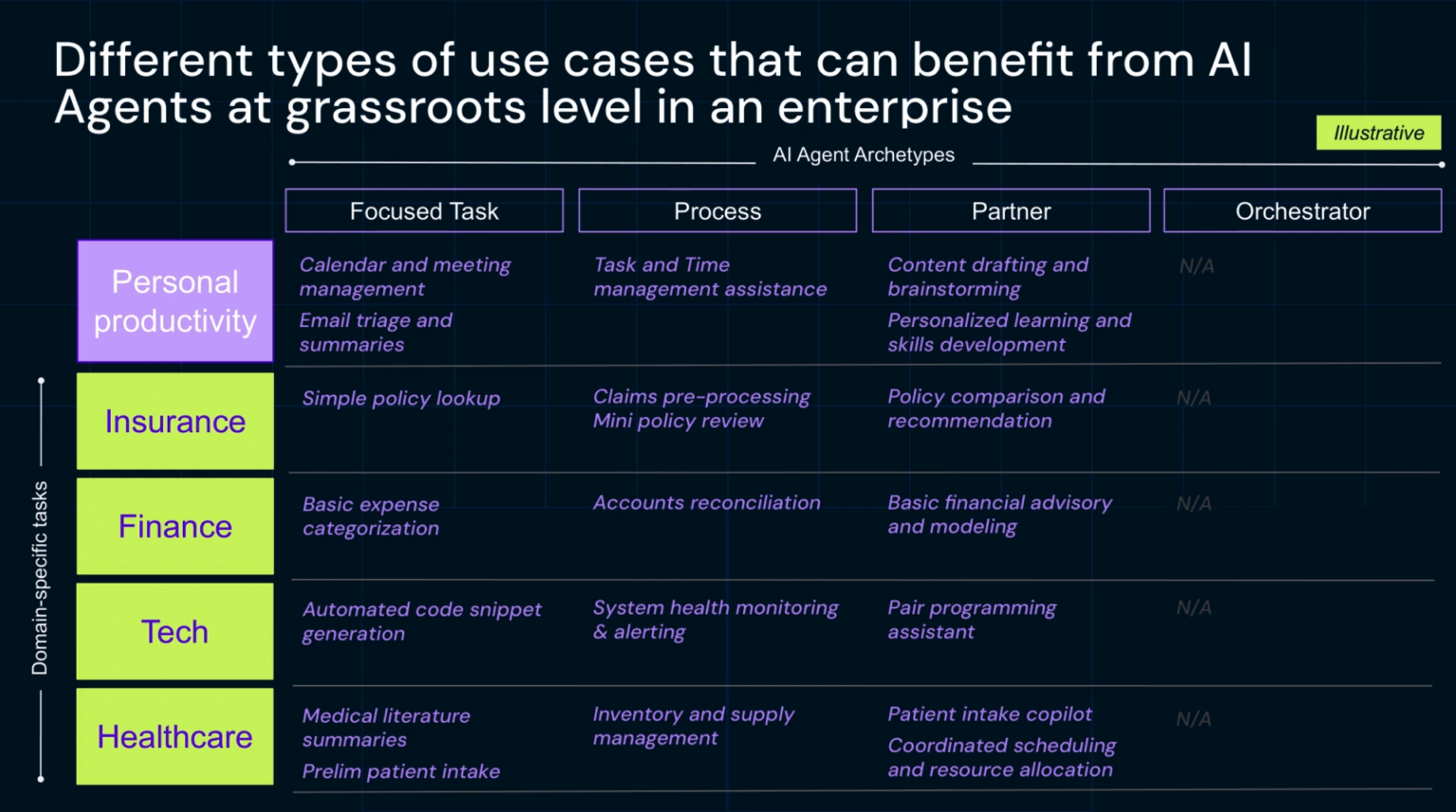For the next type of agent, which is the process agent, some of the personal productivity use cases would be like task and time management assistant. This is where it integrates with calendars, to-do apps, schedules tasks based on deadlines. It offers an end-to-end workflow for personal task allocation and scheduling.